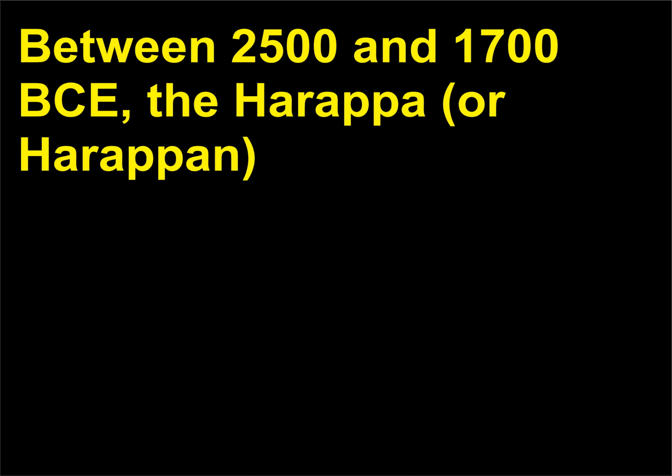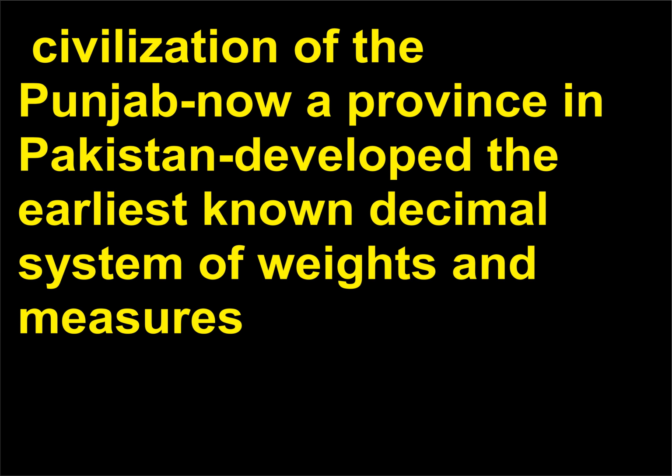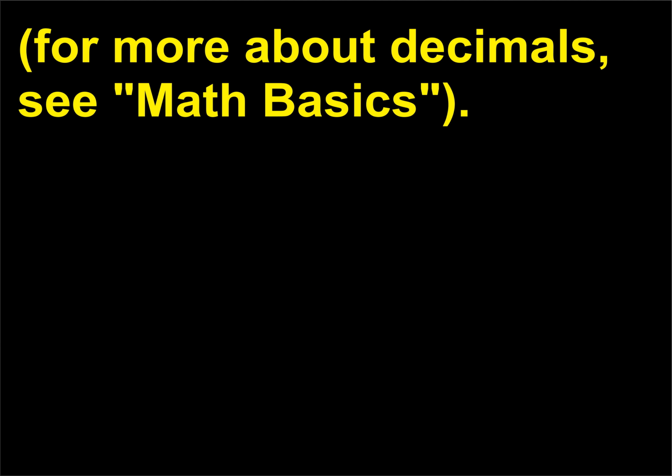Between 2500 and 1700 BCE, the Harappan civilization of the Punjab, now a province in Pakistan, developed the earliest known decimal system of weights and measures. For more about decimals, see Math Basics.